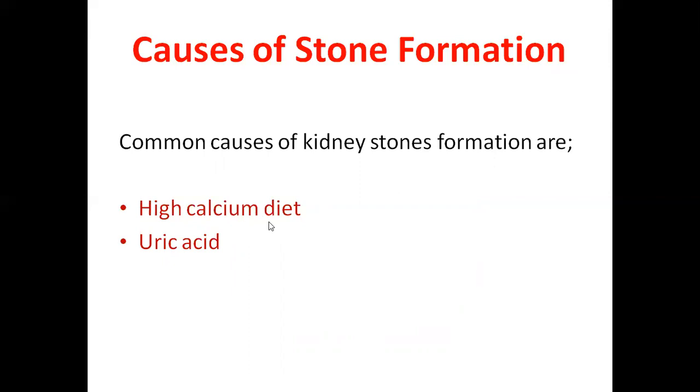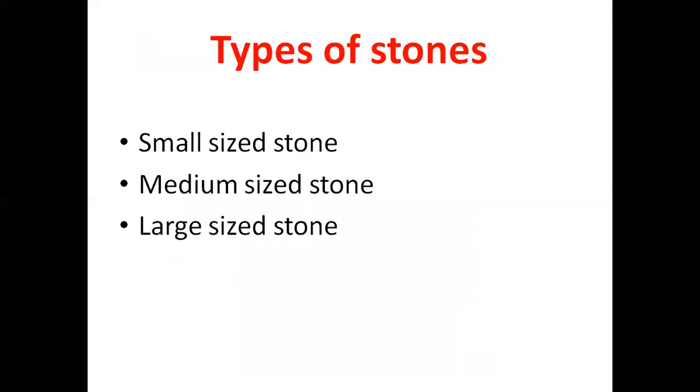How can we take a high calcium diet? That happens when we take more salts, and plus there are certain green leafy vegetables which are the cause of a high calcium diet, leading to kidney stone formation. So these were the certain causes. And now the types of stones.